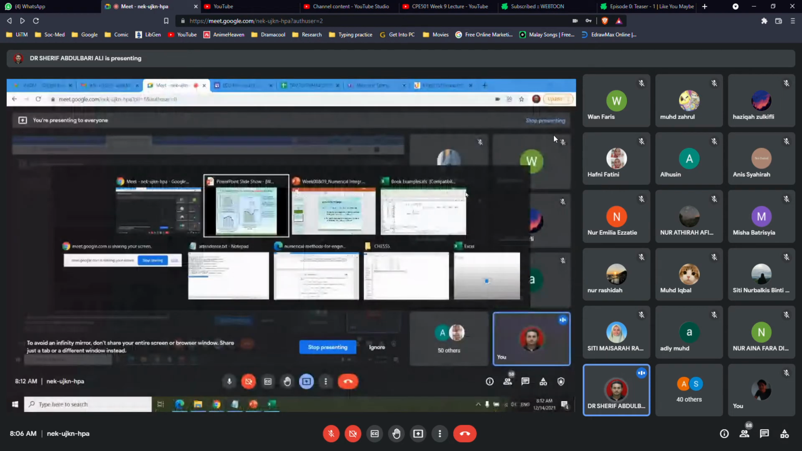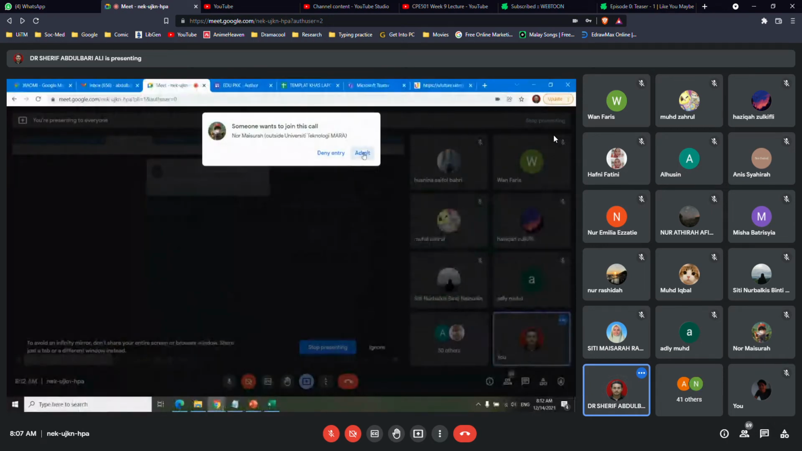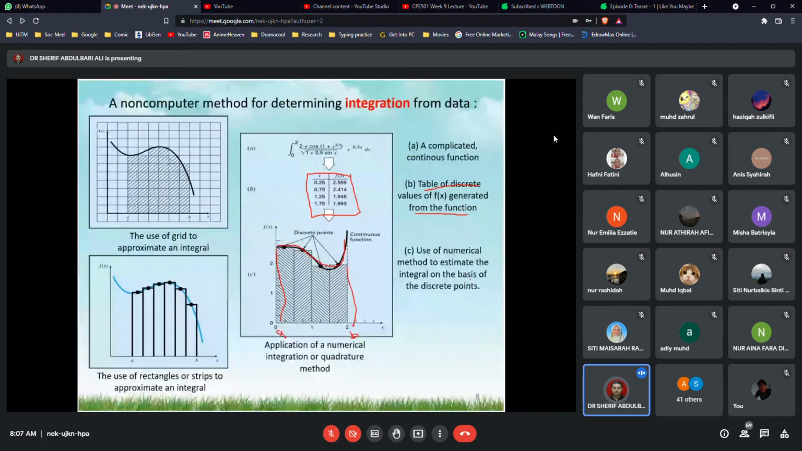What we are going to have for our class today is a table of discrete values of x and the generated values of the function. So this is what we are going to get, x and the values of the function, and we are going to try to calculate the area under the curve between the limits of a and b. So how are we going to do this? We are going to use some numerical methods to estimate the integral on the basis of the discrete points. This is what we are going to focus on: how to use numerical methods to estimate this area under the curve.